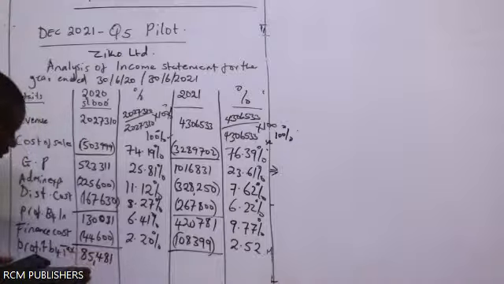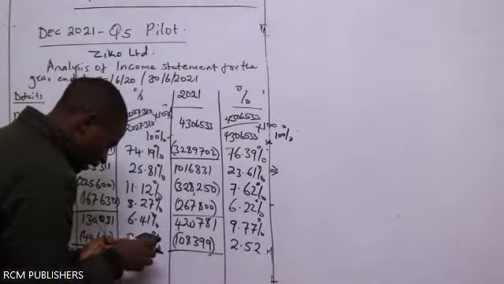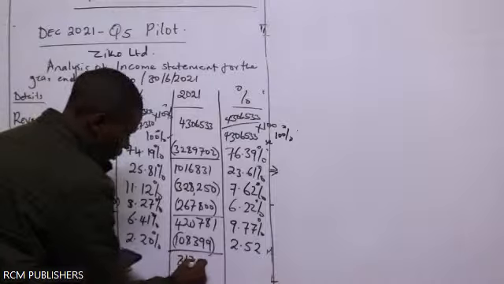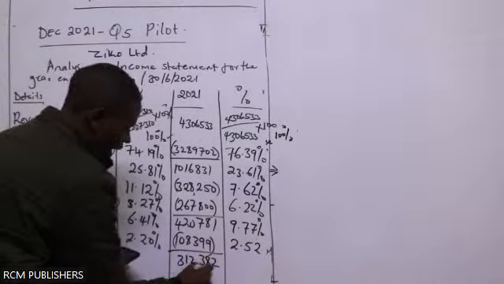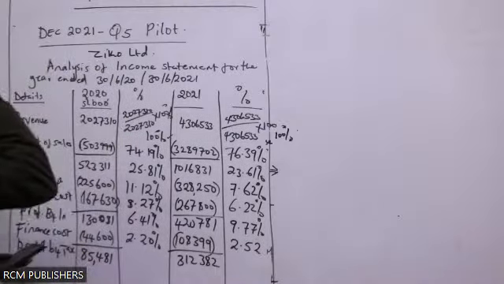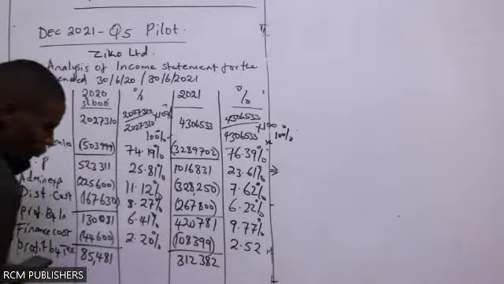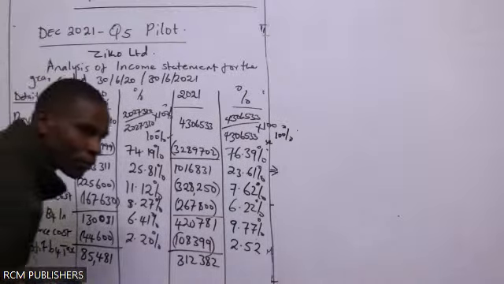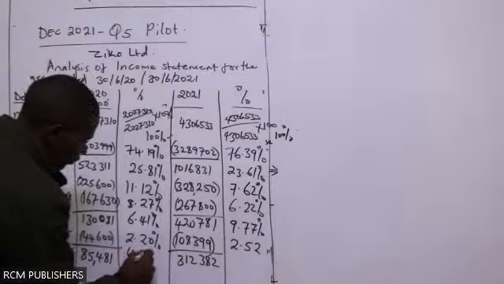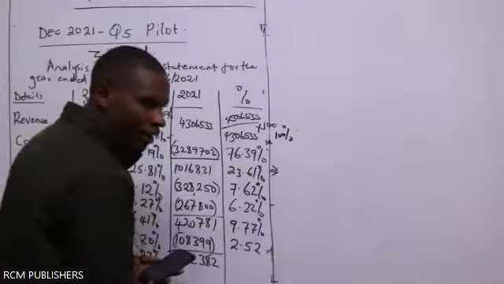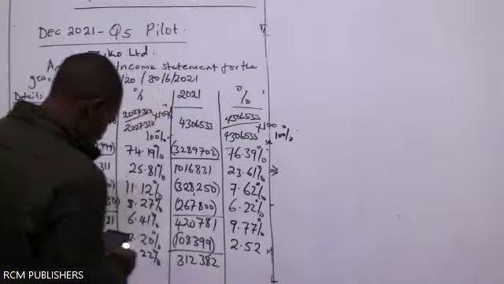85,481. Then I'll be having the other side, the 312,382. Nipatieni hizo. Tunapata ngapi? For 2020. 2020 ni ngapi? 4.22%. The other one ni ngapi? Yeah, 4.2 is okay. One decimal point ni sawa.